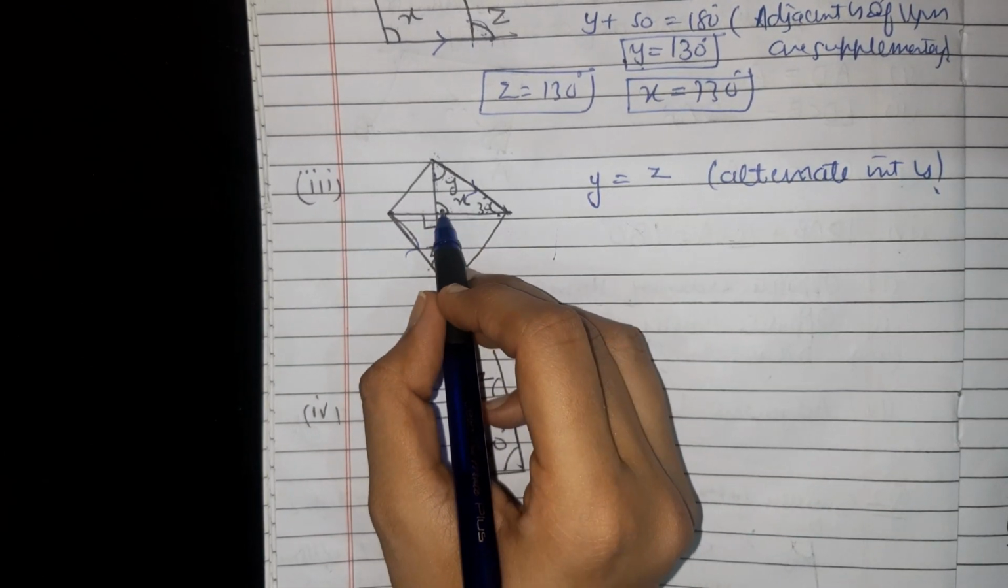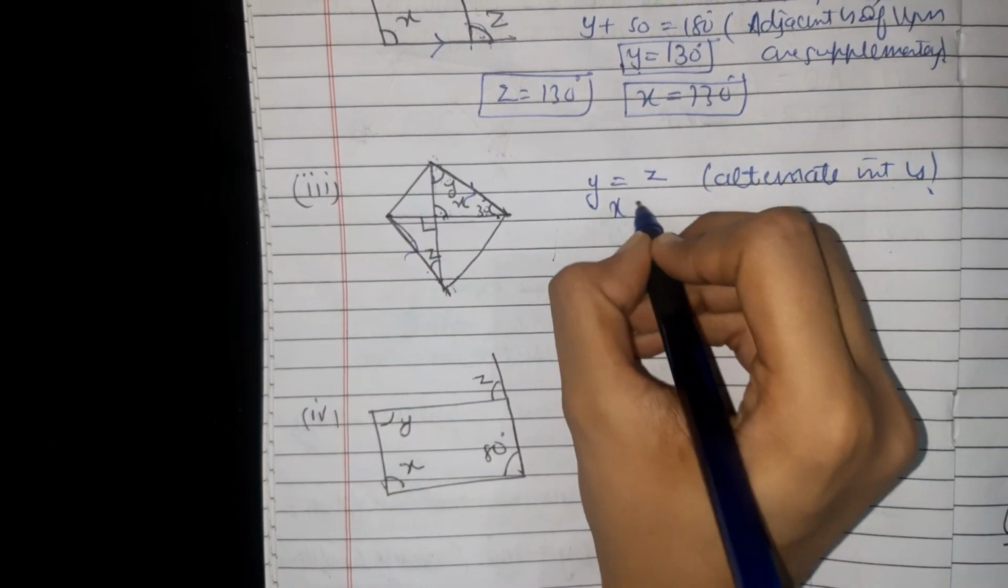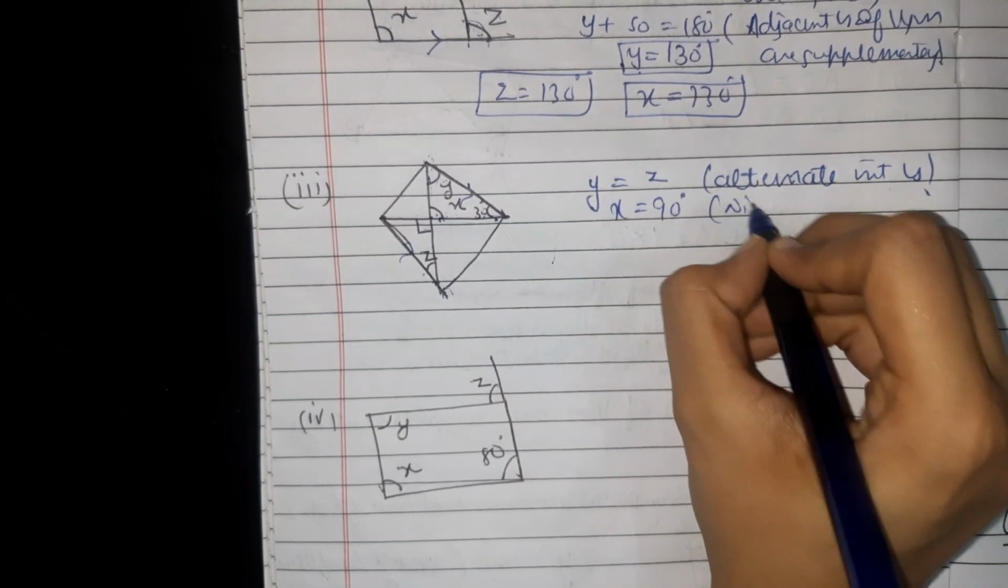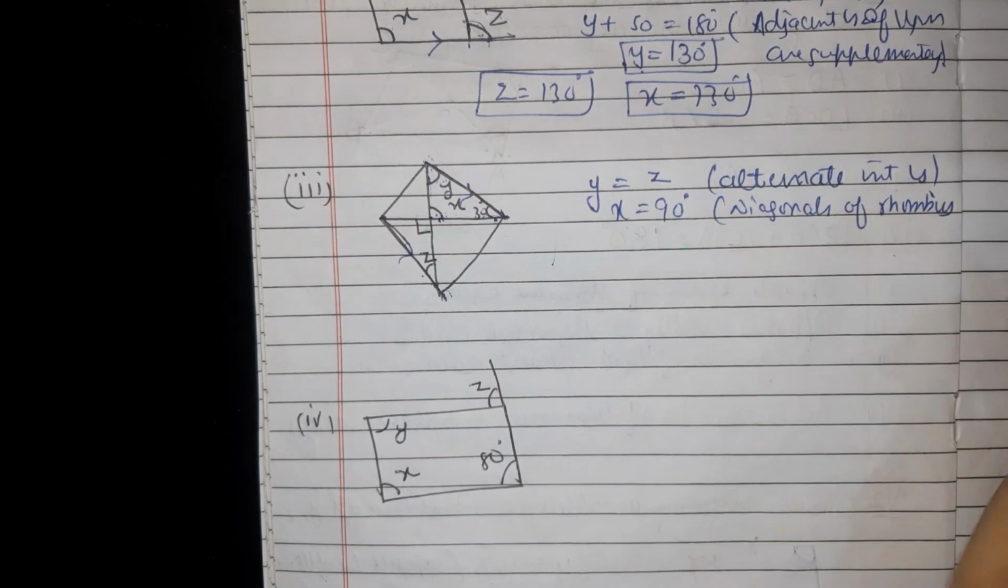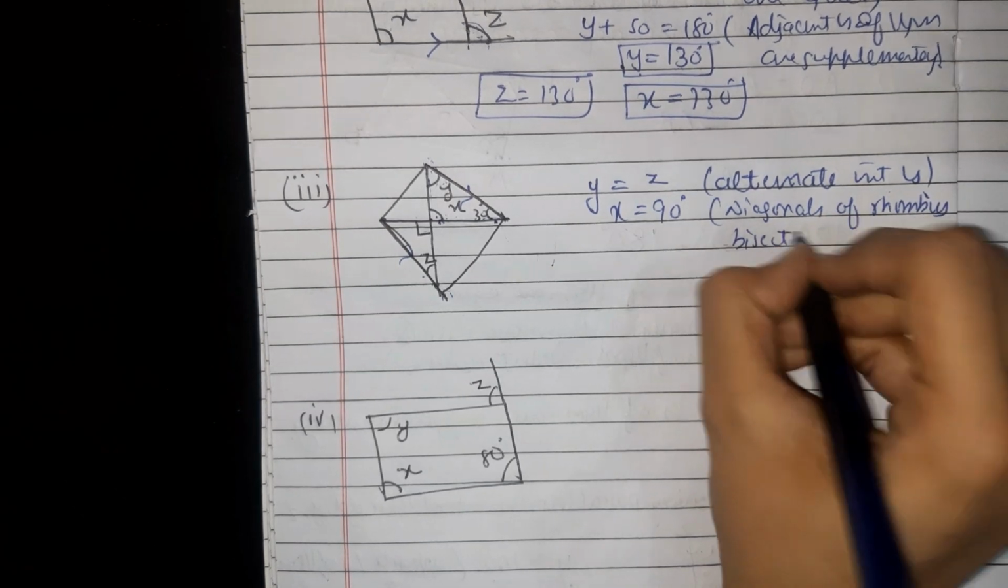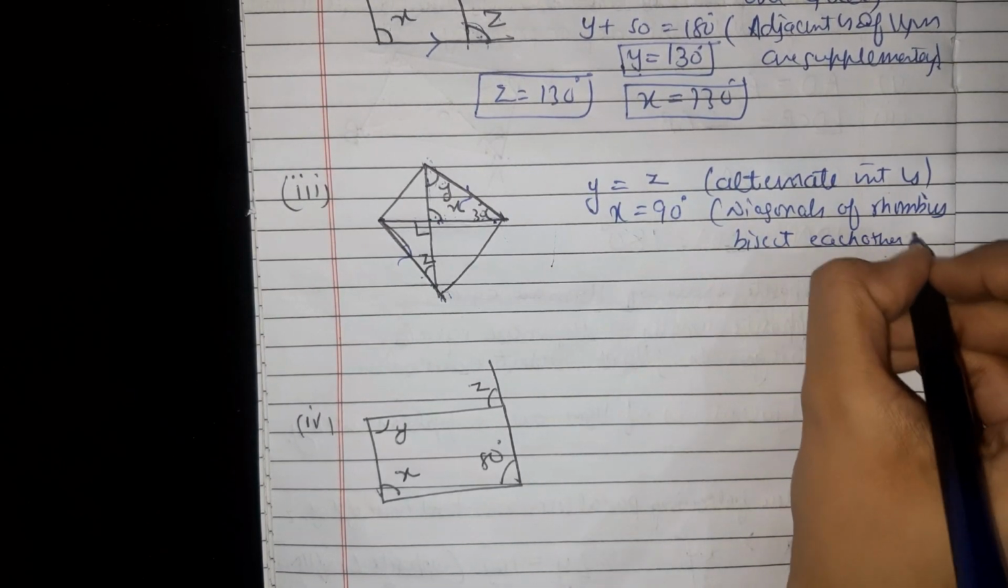And we also know that the diagonals of the rhombus bisect each other at 90 degrees. So angle x is 90 degrees. Diagonals of rhombus bisect each other at 90 degrees.